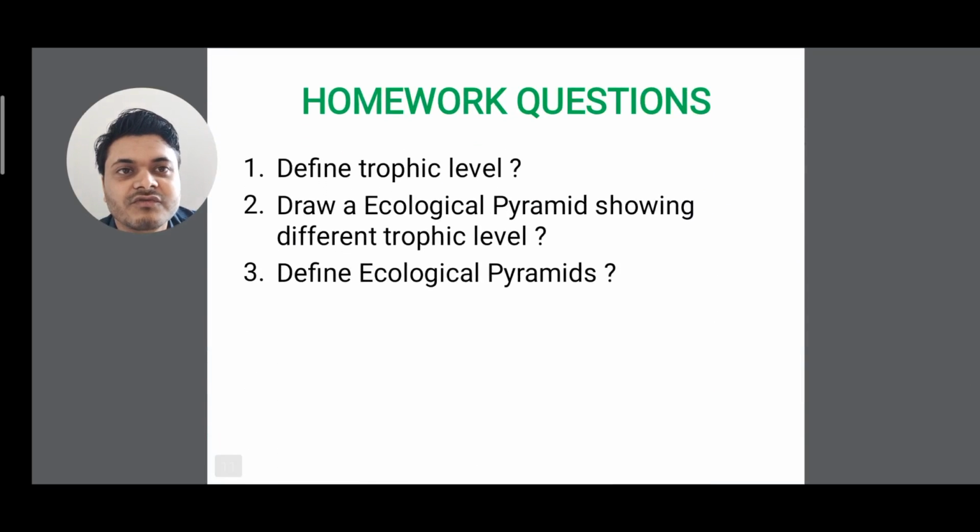So students, these are the homework questions. You'll write: first, define trophic level. Second question, draw an ecological pyramid showing different trophic levels, and third, define ecological pyramids.